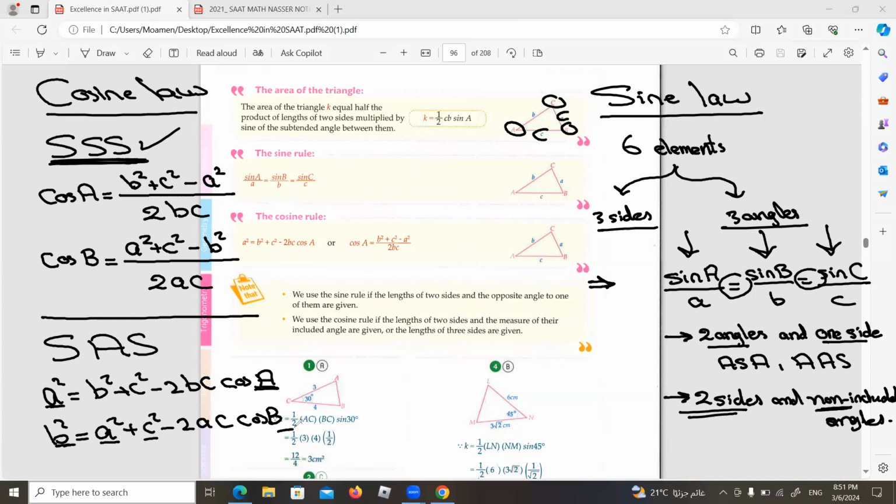So now we have the area of the triangle: half the product of any two sides multiplied by the sine of the included angle. The sine law is sine A over A equals sine B over B equals sine C over C. For cosine, we have two rules. If we need to find the angle, it will be cosine A equals. If we need to find the side, it will be A squared equals, B squared equals, C squared equals, and so on. Okay, let's go to the problems.